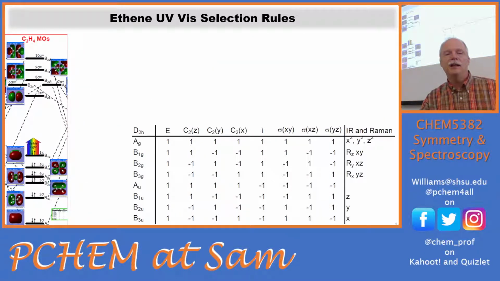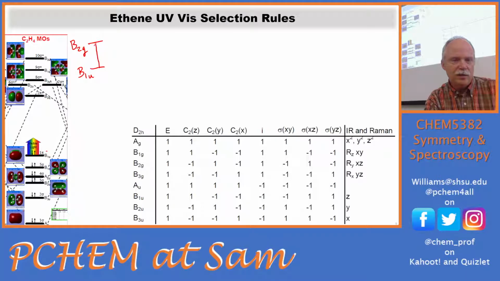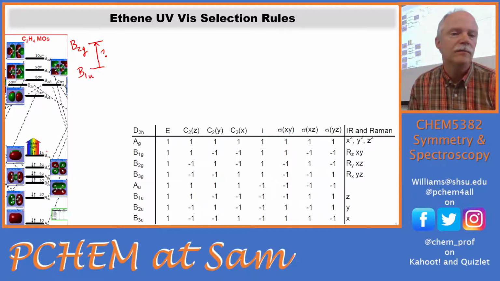Now let's look at ethene. So we finished that ethene MO diagram. Let's look at the HOMO to LUMO transition. So this isn't in your notes, so go ahead and just write here an energy level that's labeled B1u and an energy level that's labeled B2g. And we want to know what polarization of light, if any, will cause that transition.